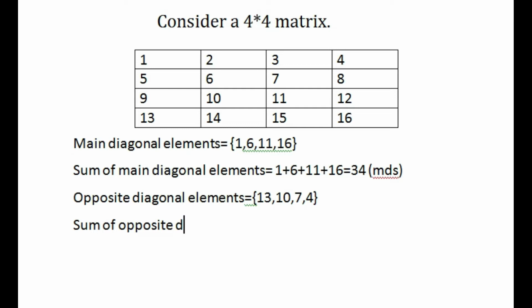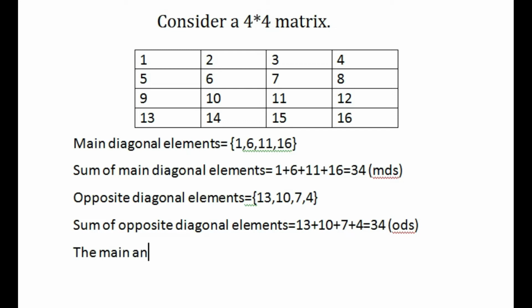And the sum of the opposite diagonal elements is equal to 13 plus 10 plus 7 plus 4, which is equal to 34. That will be the opposite diagonal sum, ODS.